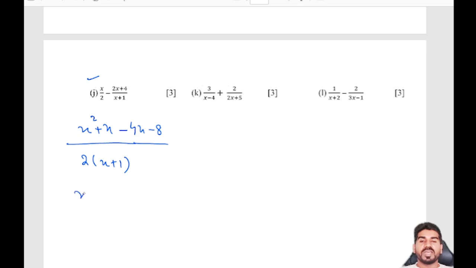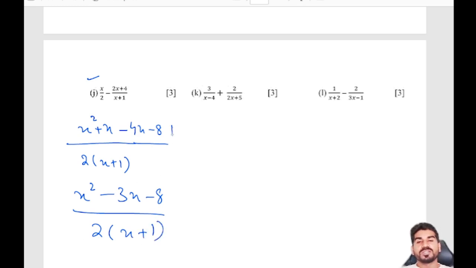x squared here will remain as it is, and x minus 4x, it will be negative 3x, and there will be 8 here, over 2 into x plus 1 in the denominator. This was for part J here.